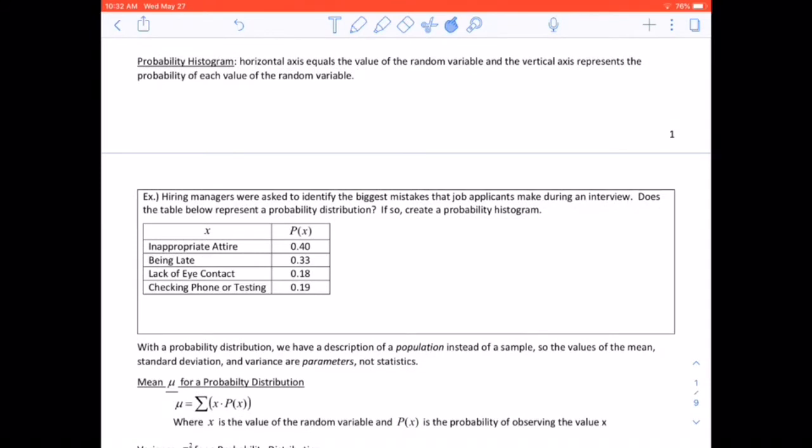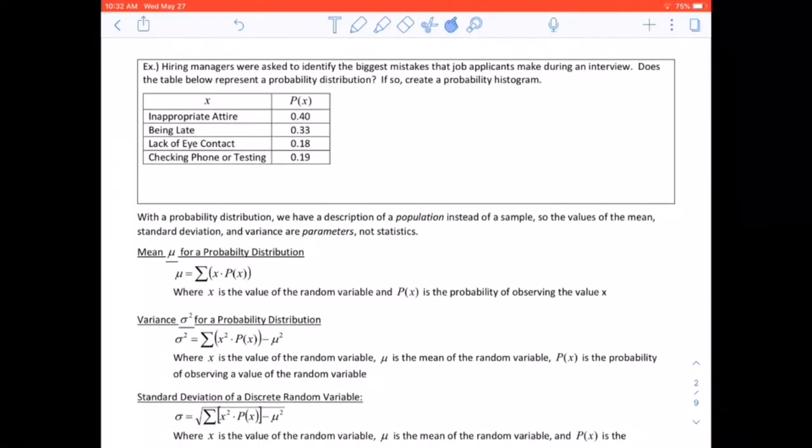Next thing we have is if you do have a discrete probability distribution, we can use that to make a probability histogram. The horizontal axis equals the value of the random variable, and the vertical axis represents the probability of each value of the random variable. An example on the next page says hiring managers were asked to identify the biggest mistake that job applicants make during an interview. Does the table below represent the probability distribution? If so, create a probability histogram.